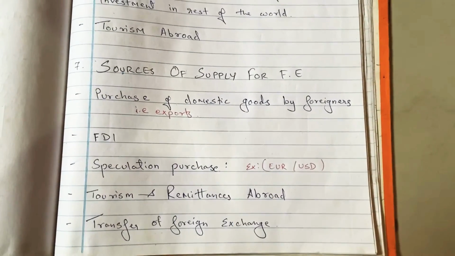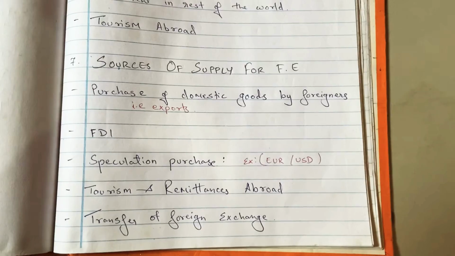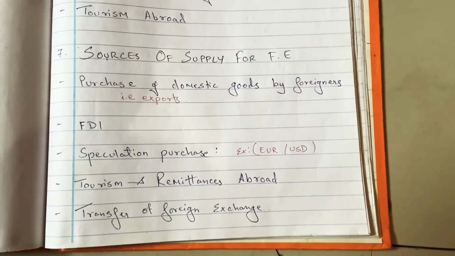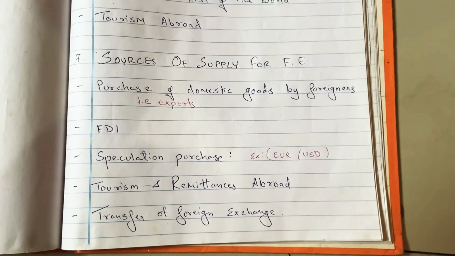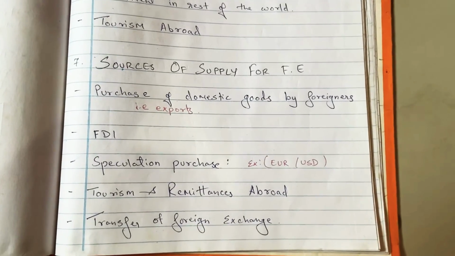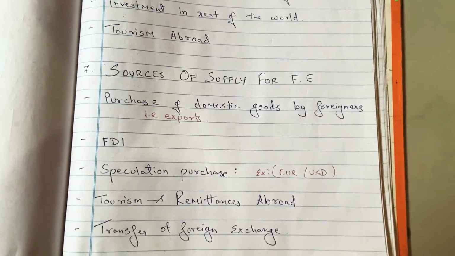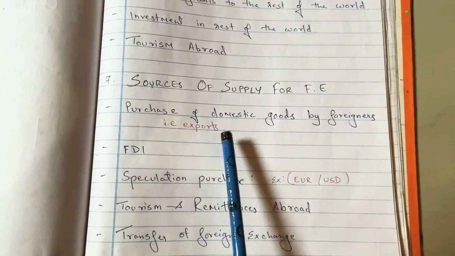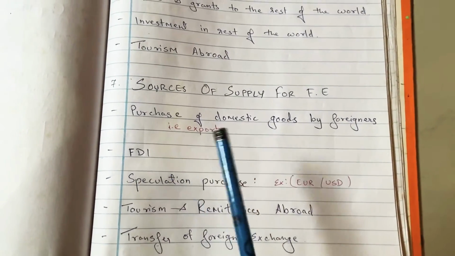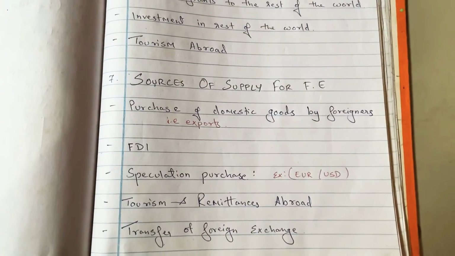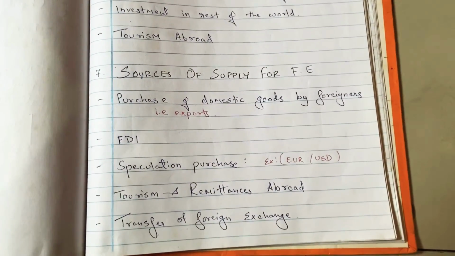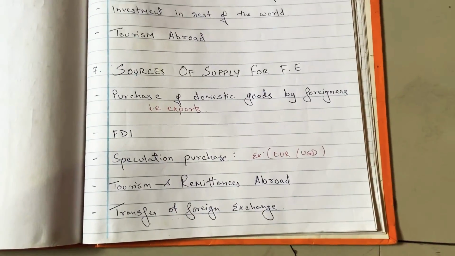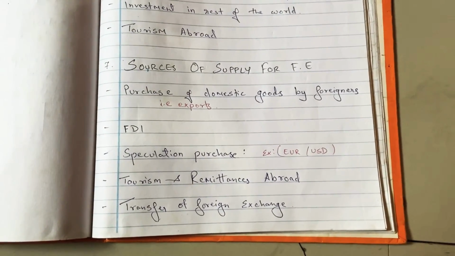For example, any foreigner may demand some Rajasthani crockery or some shawls which are made especially in India. So there is demand for some Indian products by the foreigner, then we export them. So there is inflow of foreign currencies into India. Then there is FDI. If there is any foreign direct investment in India, then there is again supply of foreign exchange.